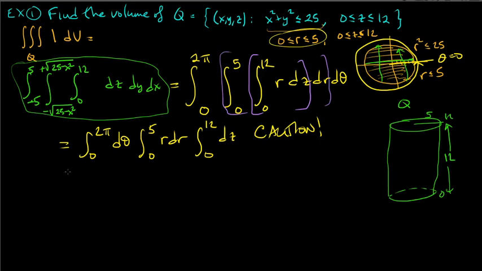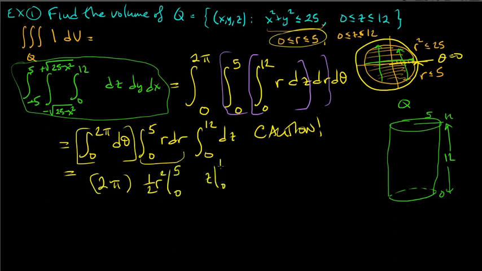But yeah, in this case, the theta integral just gives you 2 pi. This integral is not completely trivial, right? It's 1/2 r squared evaluated between 0 and 5, right? And this is z evaluated between 0 and 12. And so for that reason, maybe let me get rid of the 2 pi here. Oh, let me just cut it out. Doesn't take more than a second here. And then just fill it in.